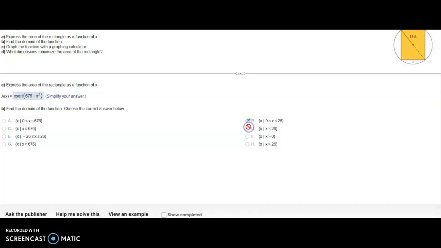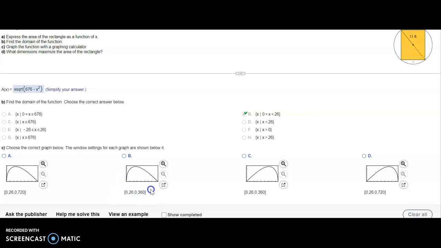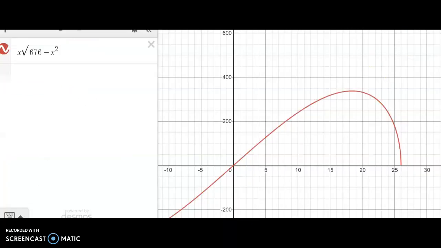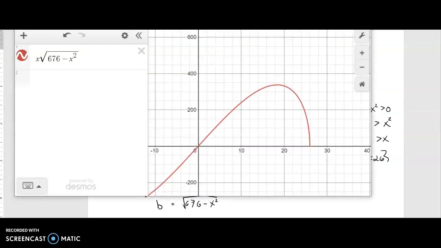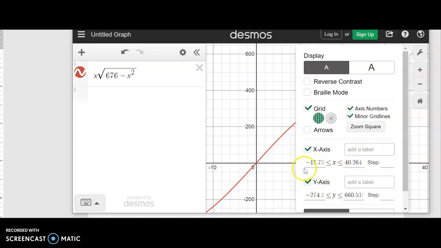And now for the graph. And you can do this on your calculator. These are kind of graphing calculator graphs, but I did it in Desmos, and these are the windows. Okay, so it always goes x min, x max, y min, y max. So you can mess around in Desmos with those windows, 0, 26, 0, 360, by clicking on this guy, and you can type in your max and mins.